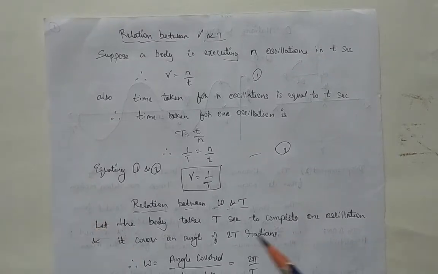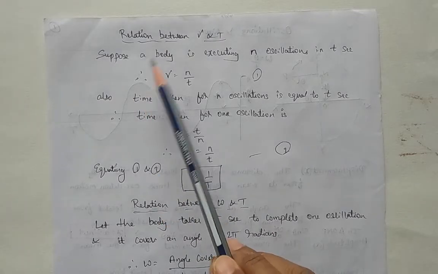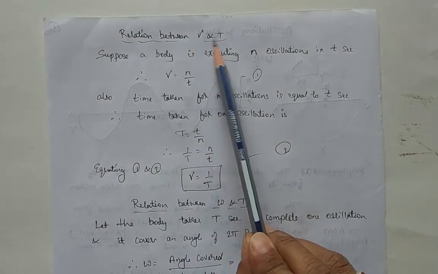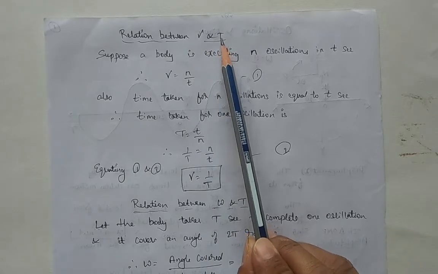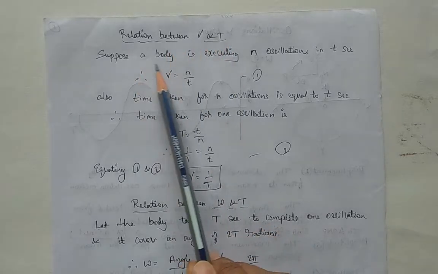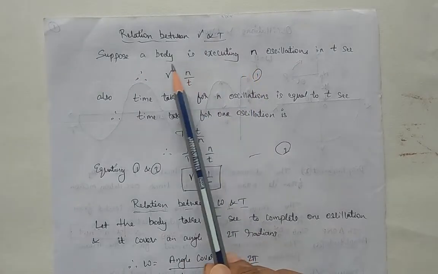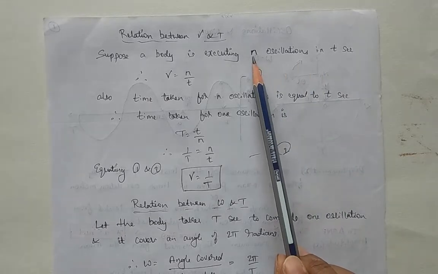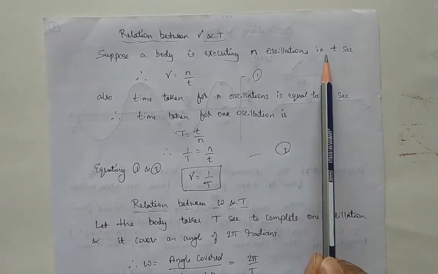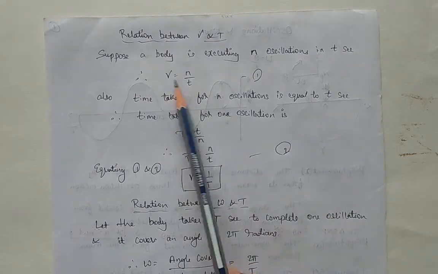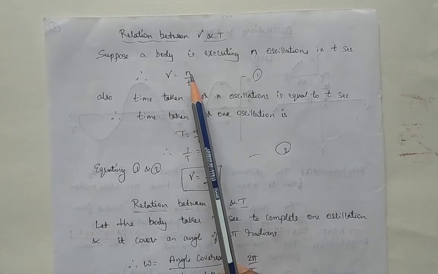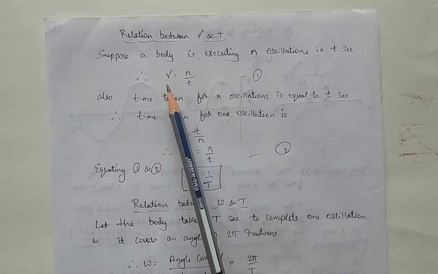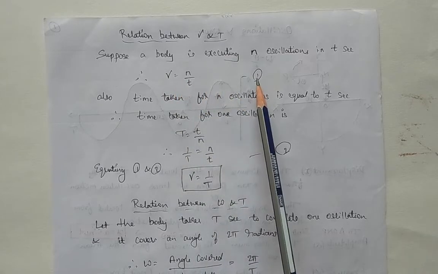Hope all of you have gone through this relation in your PU 1 and 2. The first one is the relation between nu, that is frequency, and time period T. Suppose a body is executing n oscillations in T seconds. The definition of frequency is the number of oscillations per second. The number of oscillations is n and the time is T. Therefore, nu is equal to n by T. Call this equation number 1.